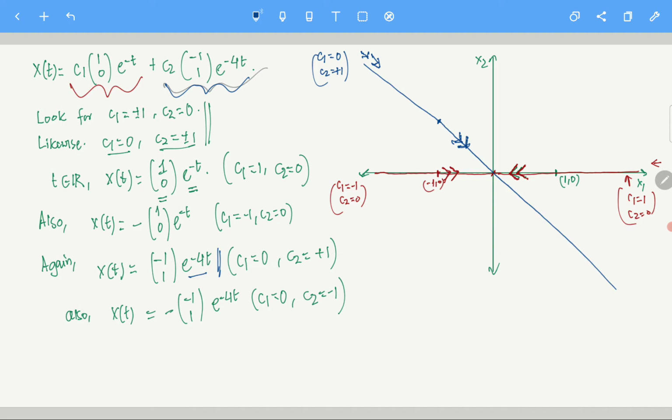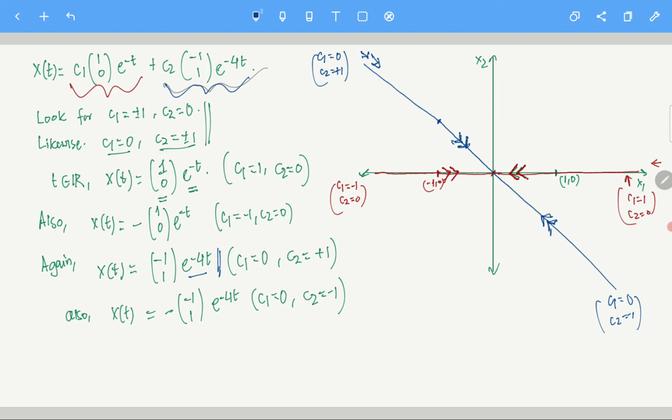So this is C1 equals 0, C2 equals 1, and correspondingly you have the mirror image of this, C1 equals 0, C2 equals minus 1, and you do realize that that will be in the other direction. And again the same thing, e power minus 4t is there. So it is again moving towards the origin, right? Clear?